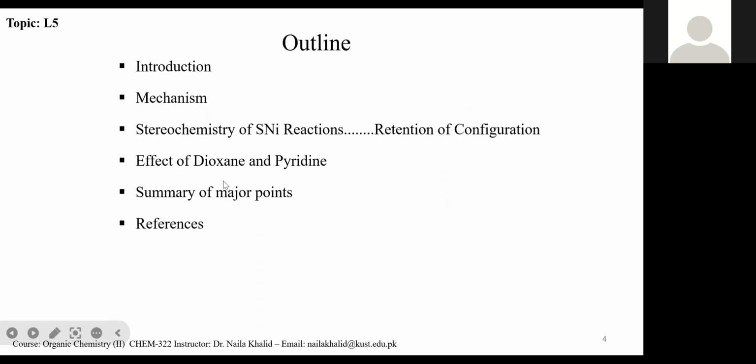And there is an important role of the addition of dioxane and pyridine. They will change the reaction mechanism from SNi to some other type of mechanism. We will discuss how dioxane and pyridine affect the mechanistic pathway. At the end, the summary, the major points.